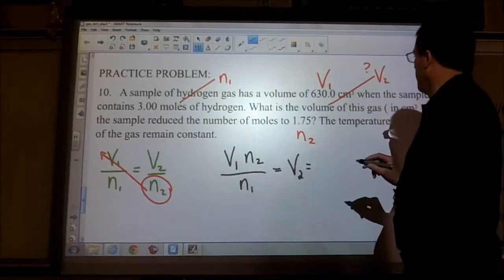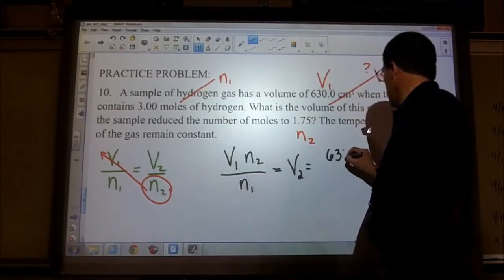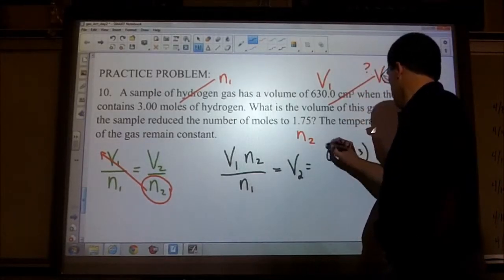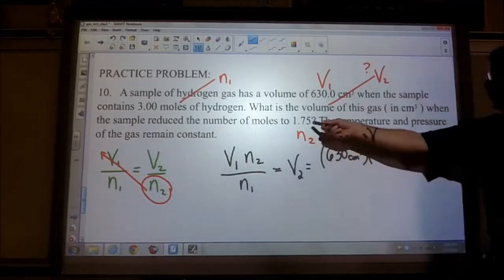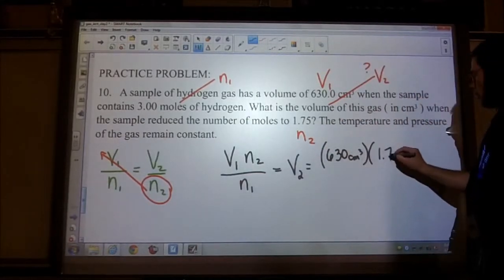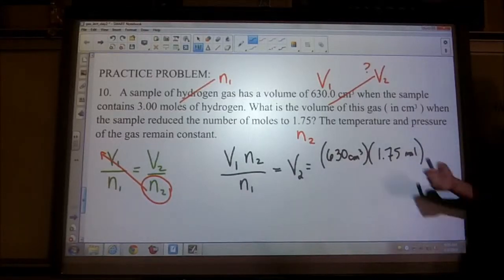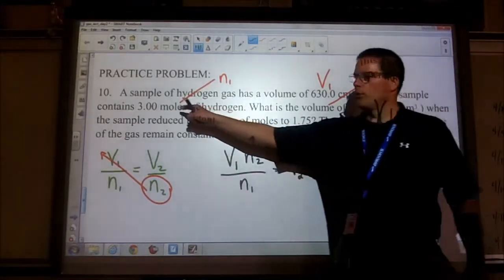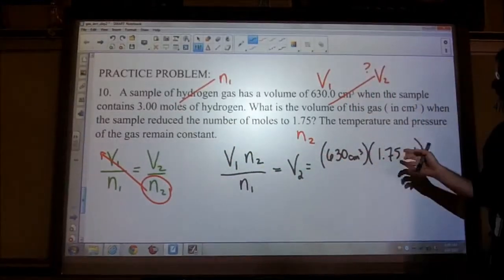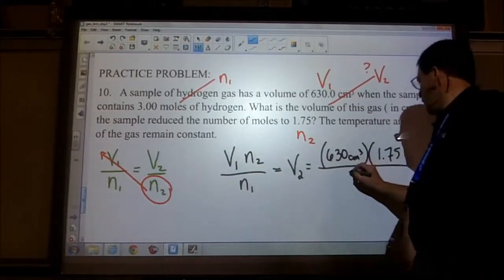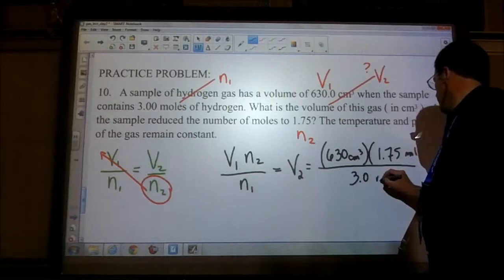So our volume is 630 centimeters cubed. N2, 1.75 moles. And again, that's one reason why you want to put the variables there, so you don't accidentally go, oh yeah, 3 was the first one that I saw, so I'm going to put it there. Don't do that. And then 3 moles.